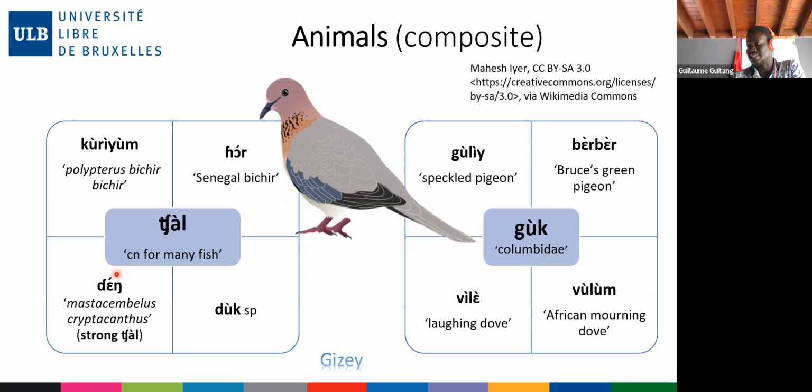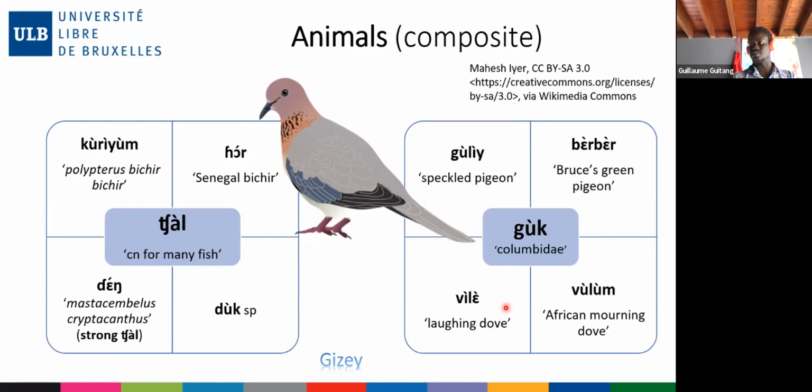If you have these examples for Gizey, chal, which is a common noun for many fish species. So you have chaldu, chakor, chakurium, chakleng, which is the strong one. As you can see, the meaning of leng can be identified, whereas the other ones are more difficult to get. The same thing here for guk, which refers to Columbidae. So you have gukbule, which is a speckled pigeon, versus green pigeon, berber, vile, the laughing dove, volum, the African morning dove. So these are examples from the zoological vocabulary.